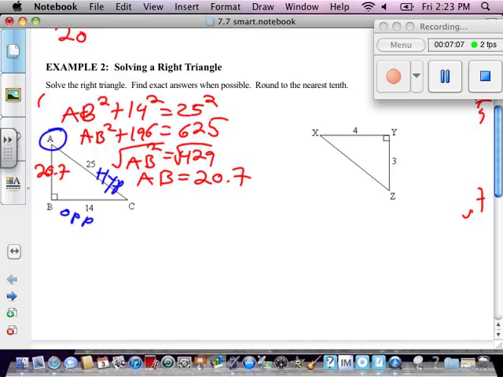Okay. So what uses opposite and hypotenuse? Sine, cosine, or tangent? Sine. Opposite and hypotenuse. So we say the sine of A equals, what do I put? 14 over 25. Then you guys, this is so easy. You push second sine 14 divided by 25.